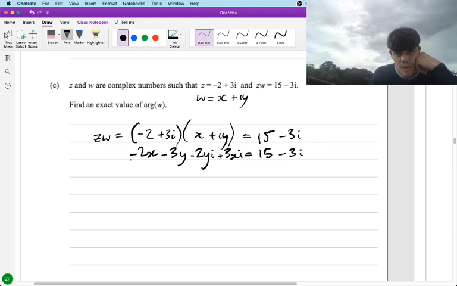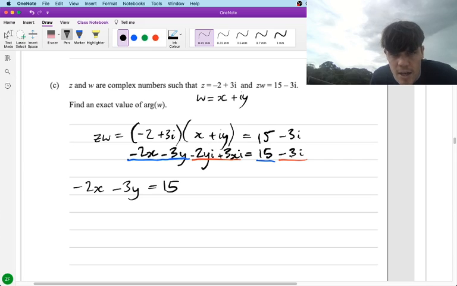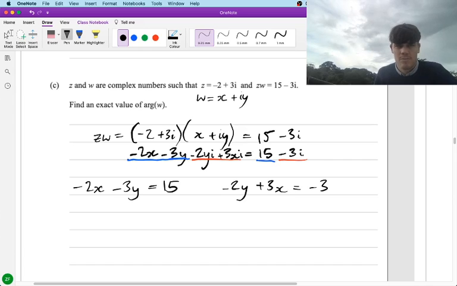So then I'm just going to have a look at the imaginary part and the real part separately and see if we can build up some simultaneous equations. See how I've got this imaginary part and this real part, and then over here I've got imaginary part and real part. Now this comes up, I think, in every paper that you have to do this sort of split thing. So I'm going to equate these things with each other. So I know that negative 2x minus 3y equals 15. And I also know from this red section that if I was to factor out an i and then get rid of that i, I can say that negative 2y plus 3x equals negative 3. So this is my real part, and this is my imaginary part. And that just makes us a simultaneous equation.